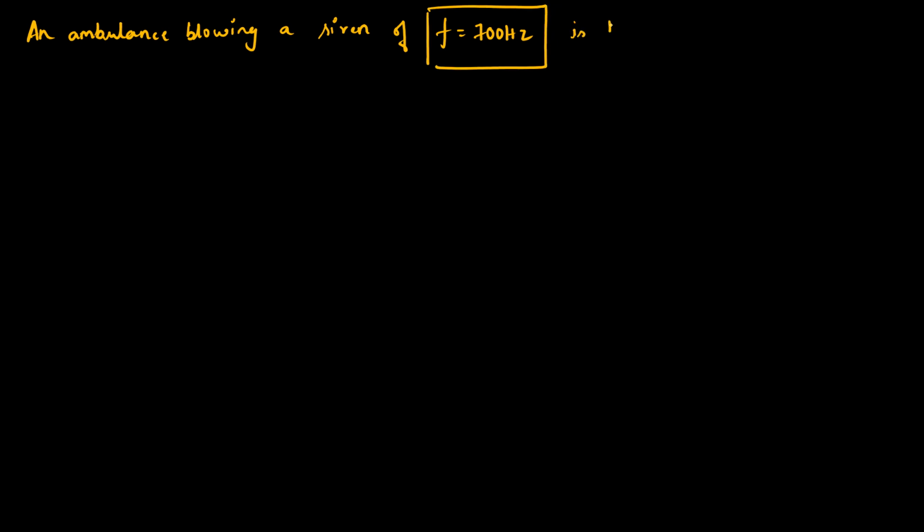An ambulance blowing siren of frequency, I will write down directly, F is equal to 700 hertz, is traveling with the velocity, again I will write down directly, so it is 2 meter per second, towards a vertical reflecting wall.